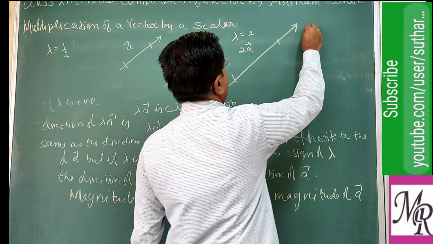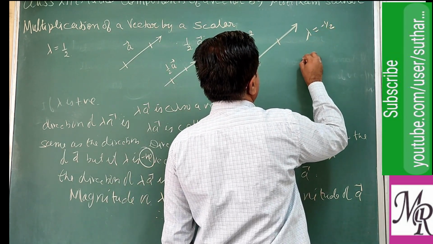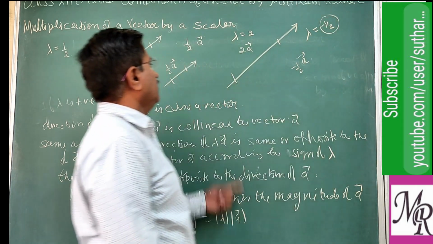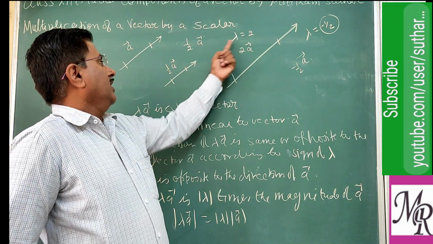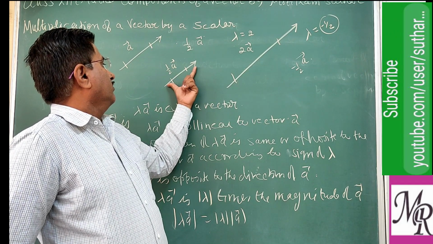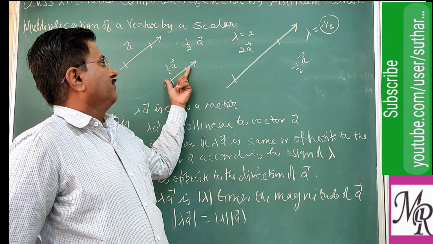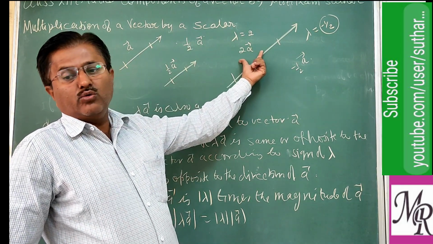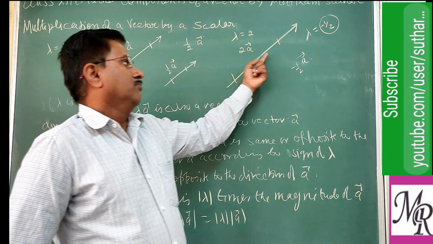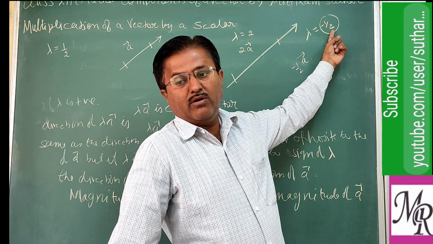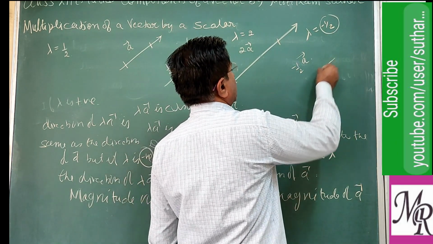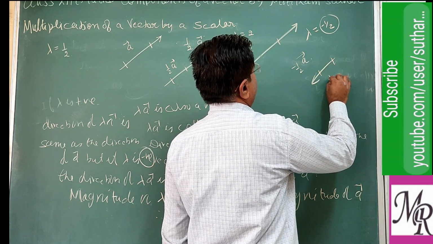Now if lambda equals minus 1 by 2, then the direction is changed because this is negative. When we take positive lambda, the direction is the same as the given vector: vector A and 1 by 2 of A, or vector A and 2 into vector A, both have the same direction. Only the magnitude is changing. But when you take negative lambda, as per the definition already given, the direction is just opposite to the previous one, and the magnitude is half.